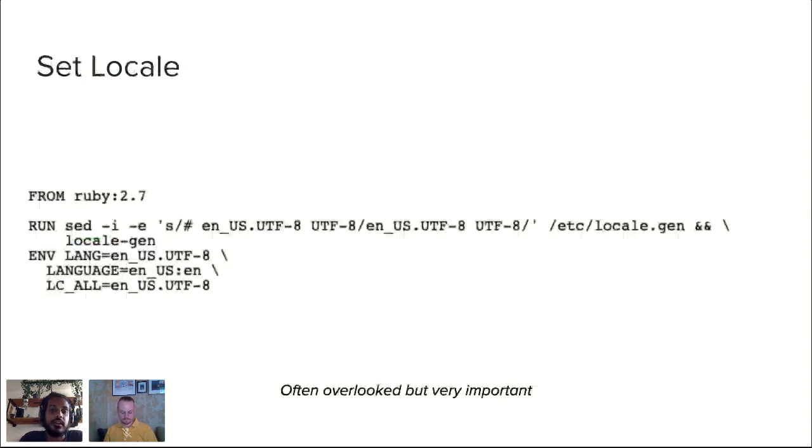And the last one is to set locale. Some Linux distributions will not set locale by default, so you will have to set it. It's often overlooked, but it's very important to set locale, at least for a Ruby on Rails application. If you don't set locale, this could create problems with string encodings.